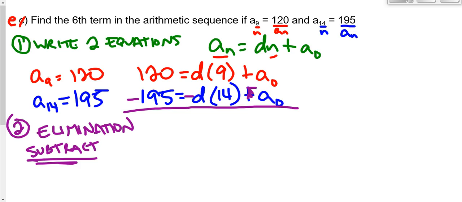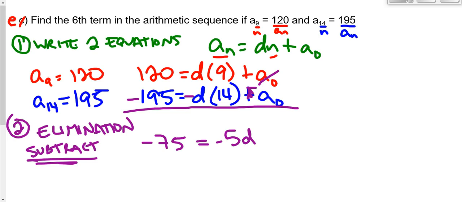So 120 minus 195 gives me negative 75. This d times 9 is just 9d. And then d times 14 is just 14d. So if I take 9d and subtract 14d, I end up with negative 5d. And then if I start with a sub 0 and subtract a sub 0, it doesn't even matter that I don't know what that number is. I will end up with nothing. When I subtract something from itself, I get 0. So that term goes away.